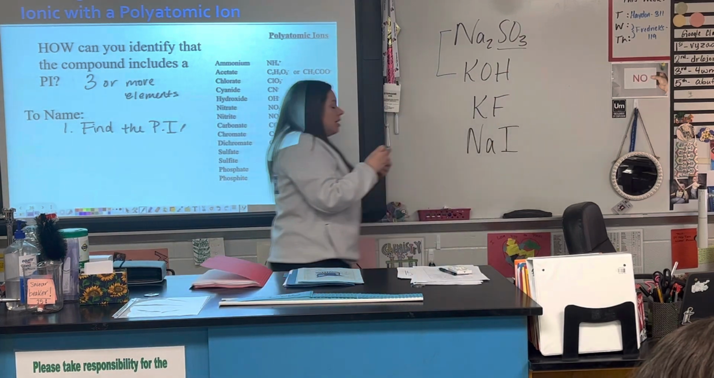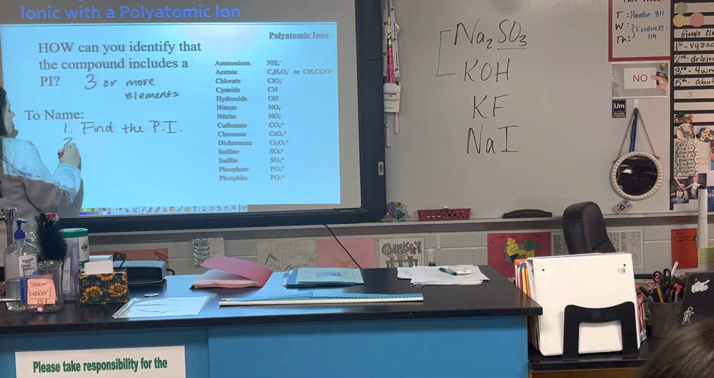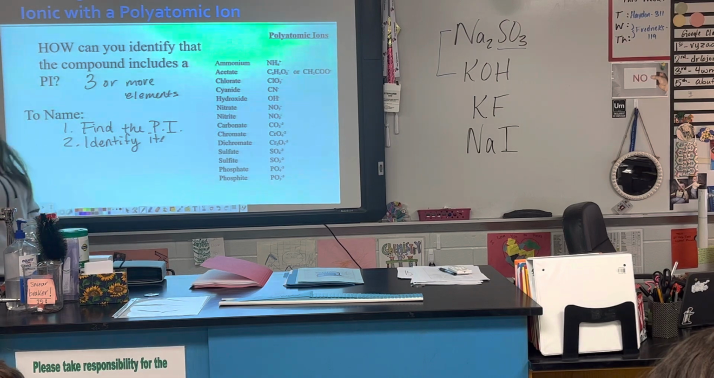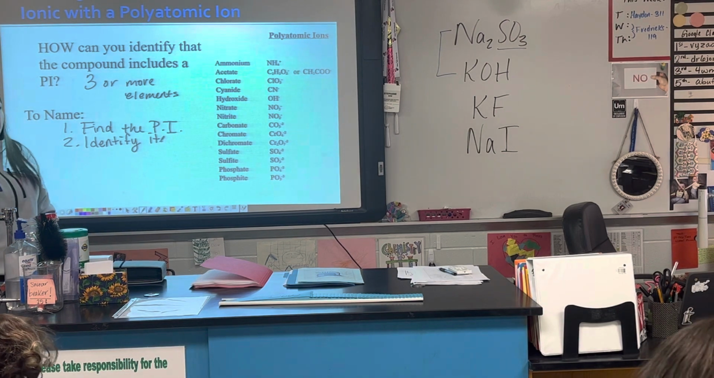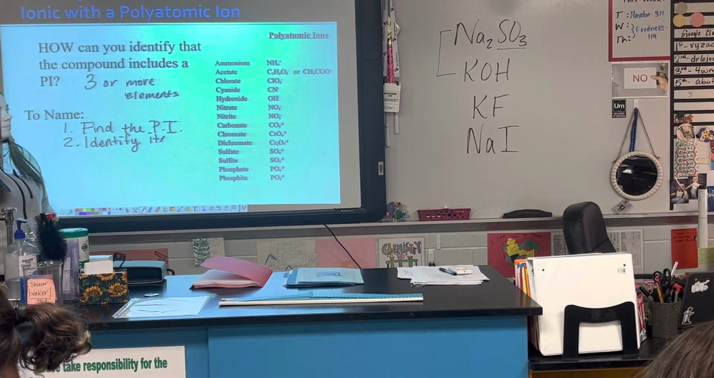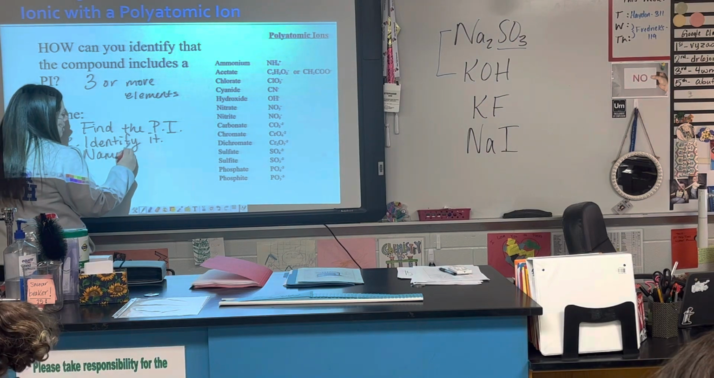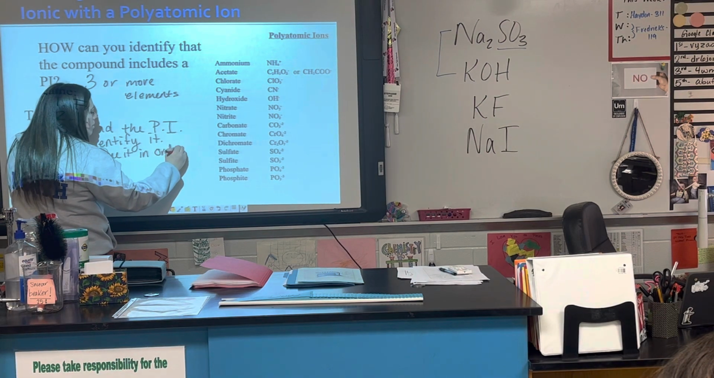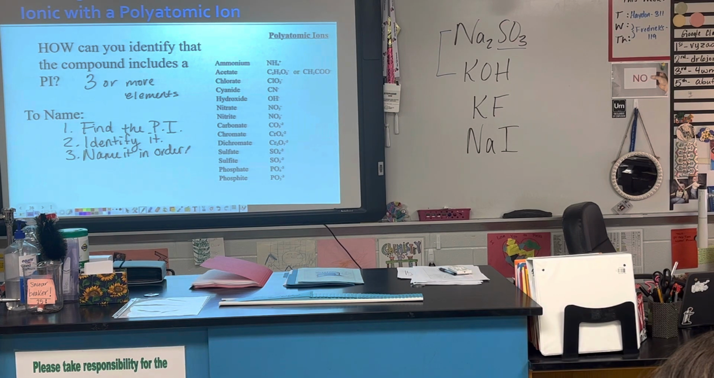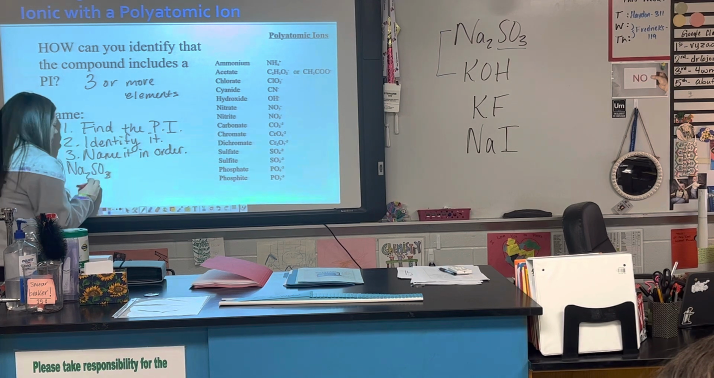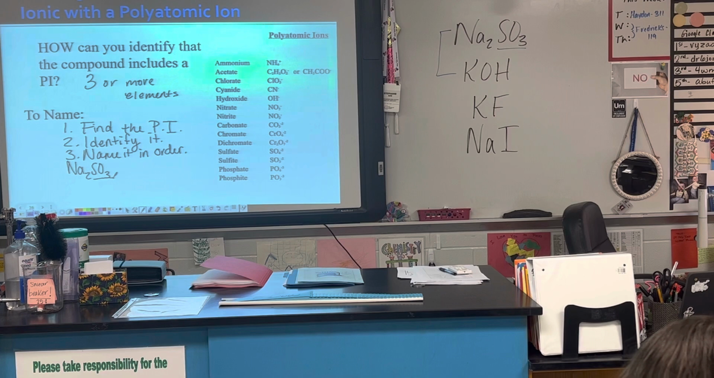We found it. Number 2, identify it. What is SO3? Sulfite, right? We know SO3 is sulfite. The last step, step number 3, is name it in order. In that example, I have Na2SO3. We already identified that SO3 is sulfite, but I have to name it in order. First I'm going to name Na. What is Na? Sodium.